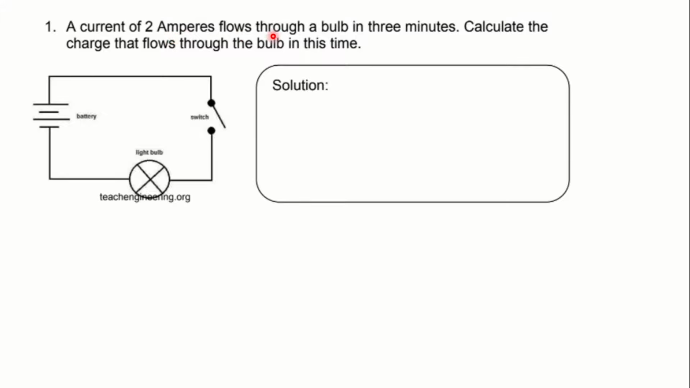A current of 2 amperes flows through a bulb in 3 minutes. Calculate the charge that passes through the bulb in that time. Let's recall the relationships among these variables. These 3. You may also use the formula triangle. The problem statement provides us with a current, so let's write that. I is 2 ampere, or 2A. It also says time is 3 minutes, so let's write that down as 3 minutes and then put that in seconds. Each minute is 60 seconds, so 3 of that, so you have 180 seconds.